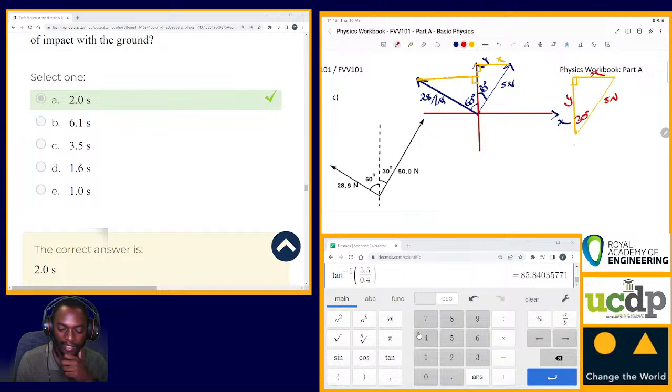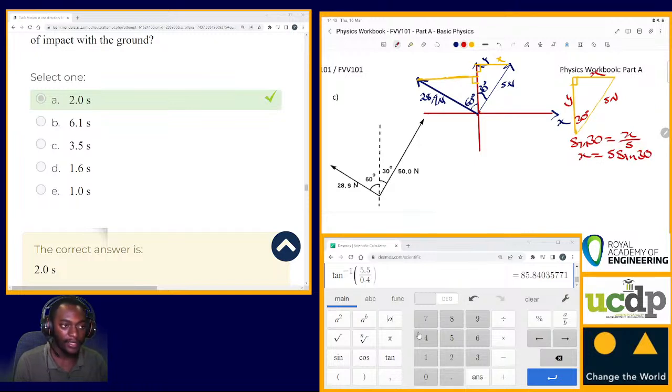So if we want x, then it's going to be cos 30. Cos 30 is equal to, am I right? No. So we said x is on the opposite side. It's going to be sine 30 equals the opposite, which is x, over the hypotenuse, which is 5. So x is going to be equal to 5 sine 30.